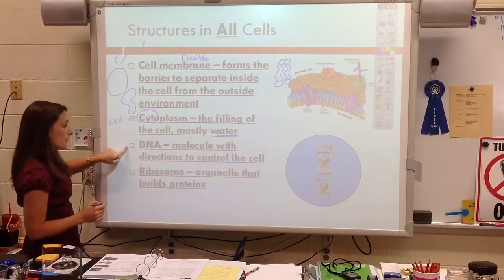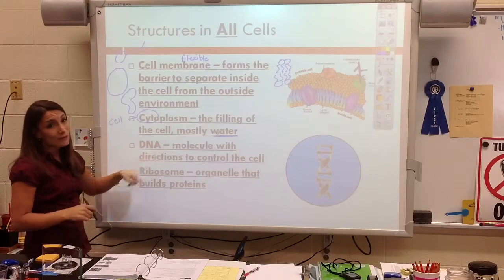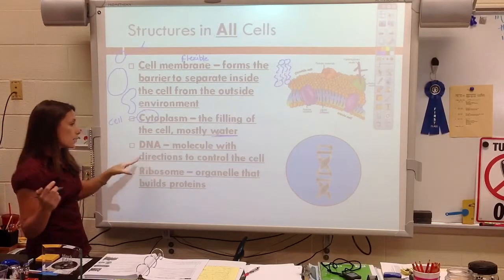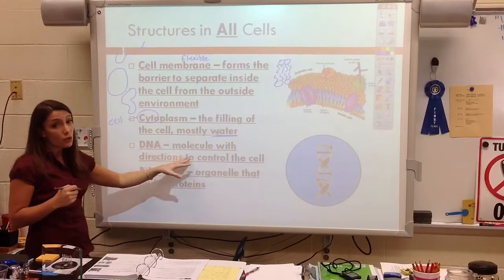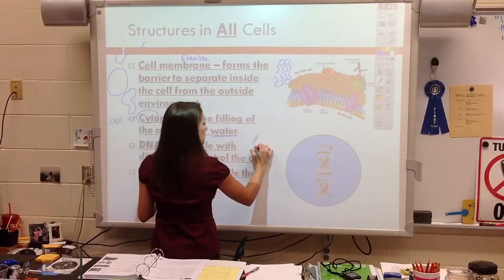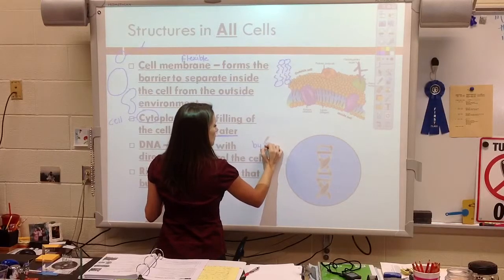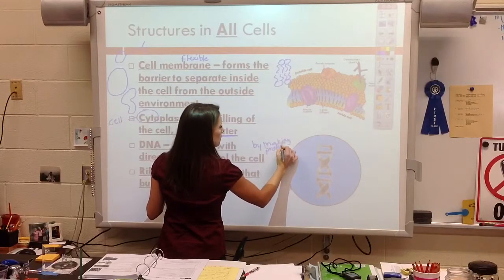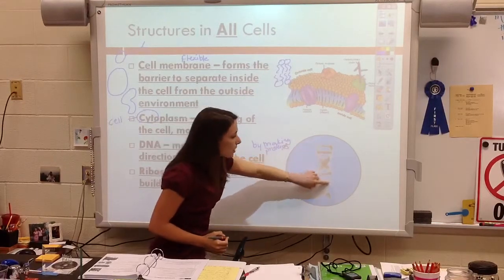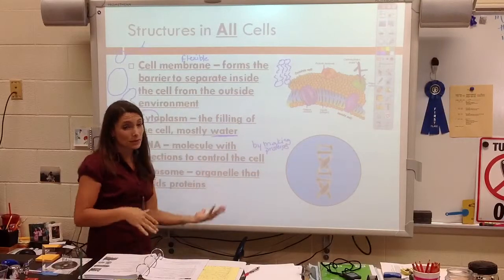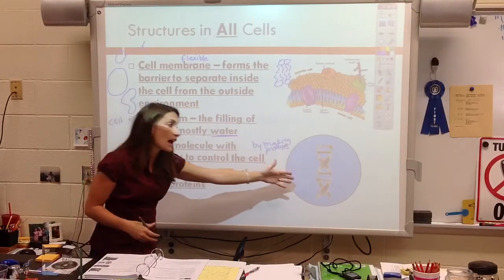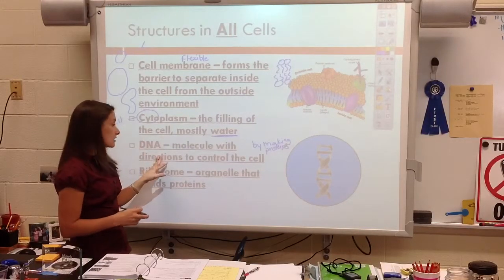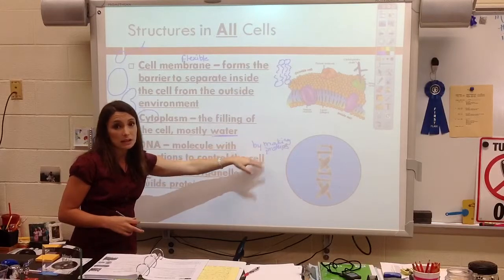The third thing that all cells have is DNA, and we've already talked about what DNA is. It's a nucleic acid, but it contains directions to control the cell. Let's add in by making proteins. Here's your DNA double helix. It's in every cell, simple cells, complex cells, all cells have this double helix. And that double helix has the information to build proteins that do all the work.